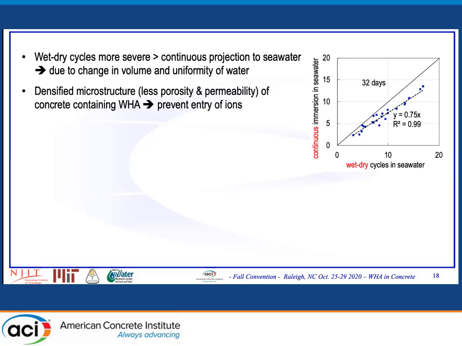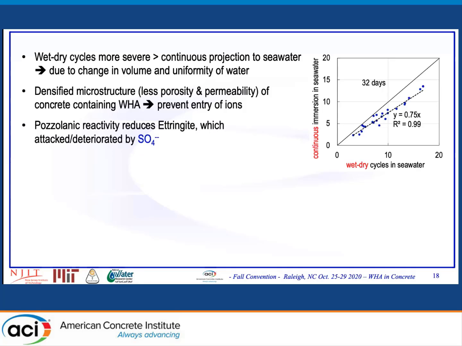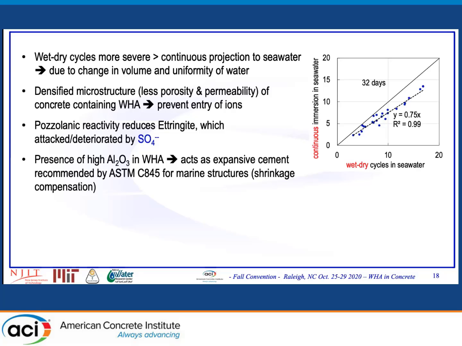So actually, the water-hyacinth ash performed better in resisting the seawater effect because it has a densified microstructure with less porosity and permeability, and this prevents entry of the attacking ions from the seawater. And also because of the pozzolanic activity of the ash with the ettringite, it consumes all the ettringite. These ettringite are weak, as we said, and can be attacked by sulfates coming from the seawater. So there is no more ettringite, which means the material is more resistant.